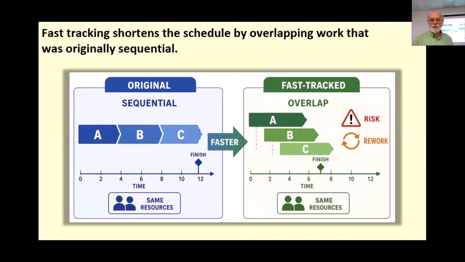So for example, a team might begin parts of its downstream work before the upstream work is fully complete. Or it may run review and preparation activities in parallel rather than strictly in sequence. But the trade-off that we're talking about here is different. When work overlaps, the project accepts more uncertainty. If the earlier activity changes, the overlapping downstream work may need revision or rework. So it depends on how tightly coupled the activities are.